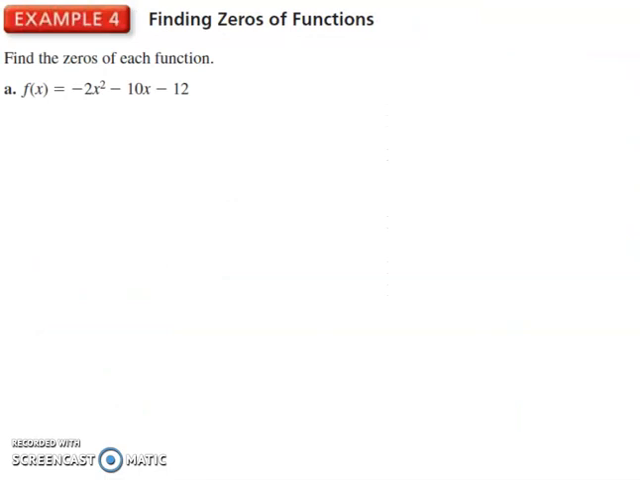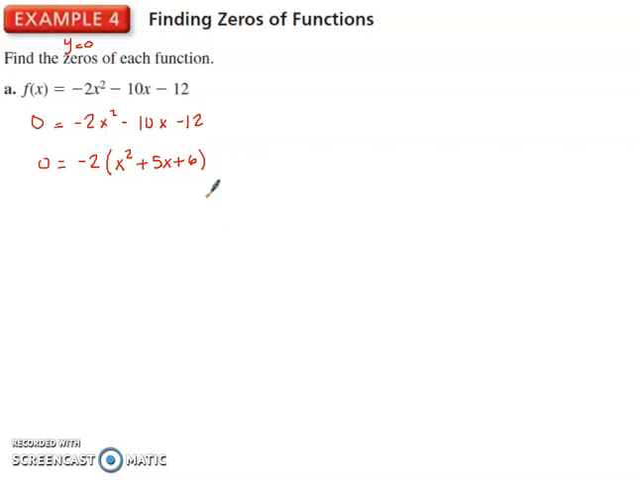Example 4, we'd like to talk about finding the zeros of each function. So finding the zeros just means where does y equal 0. So I put a 0 in for my y value or my f of x, and then I solve. Now in this case, we do need to factor. So I'm going to start by taking out my GCF of -2. If possible, we want to make sure that that leading coefficient is positive. So I took out the negative with the 2.